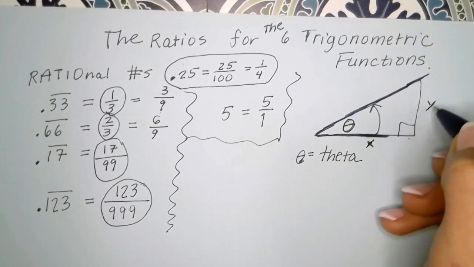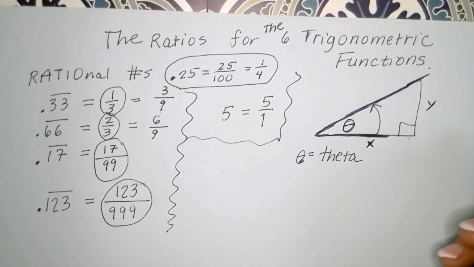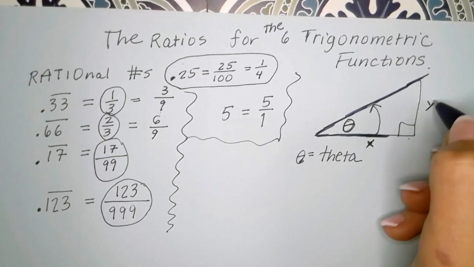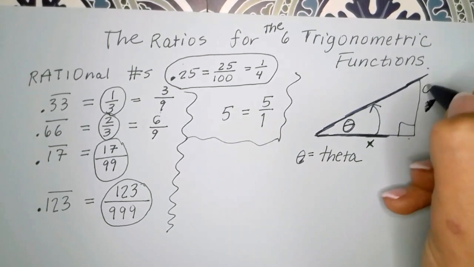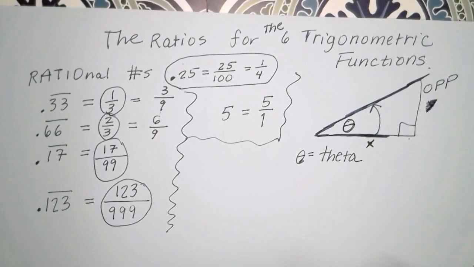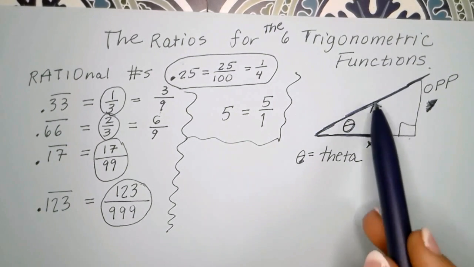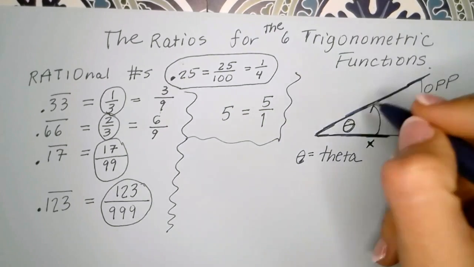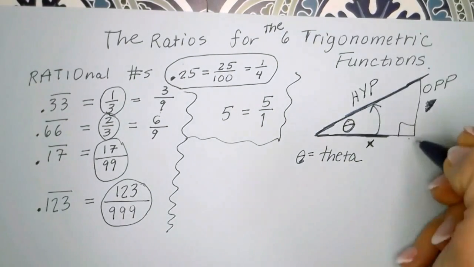Is one of these sides the opposite or the hypotenuse? Y is opposite. Good. So you could leave it Y, or I could call it OPP, opposite. Which of the two remaining sides is the hypotenuse? This one? Okay, good. That's the hypotenuse, HYP. It's always across from the 90-degree angle.